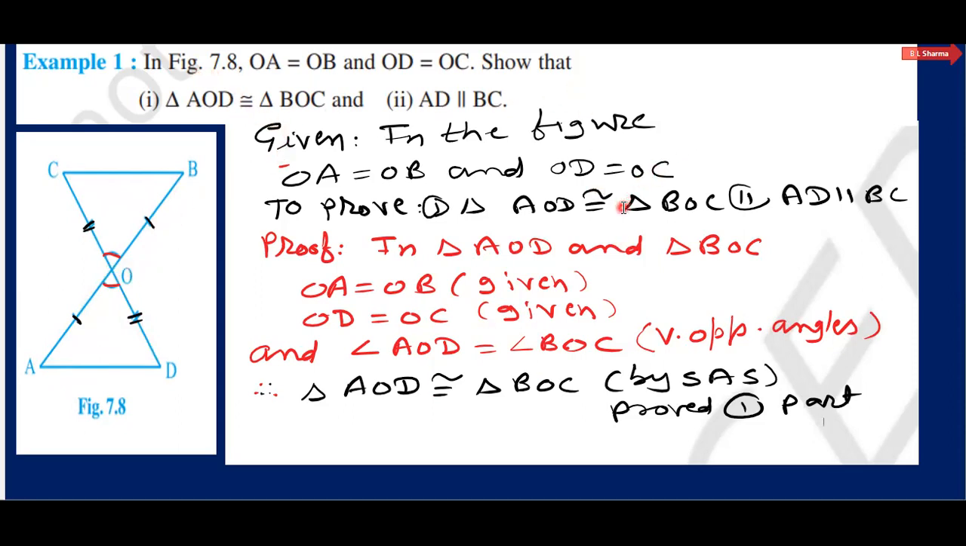And for the second part now, we have to prove that this side, that is AD, is parallel to BC. Students, we know that there are three ways to prove two lines parallel. We have seen in chapter number 6 that when a transversal intersects two lines, number 1, if corresponding angles are equal, then the two lines will be parallel. If alternate interior angles are equal, then the lines will be parallel.